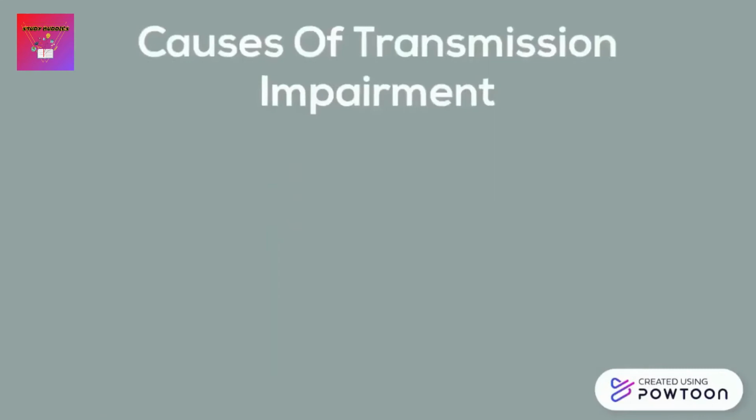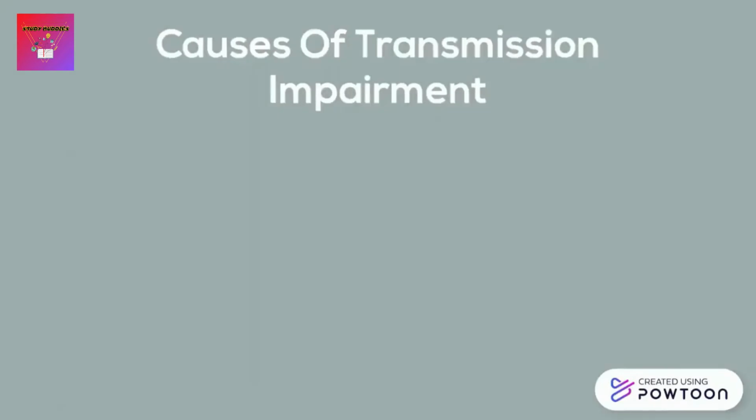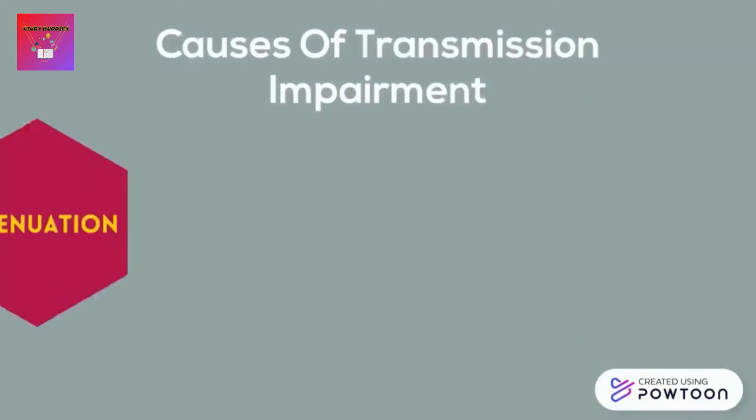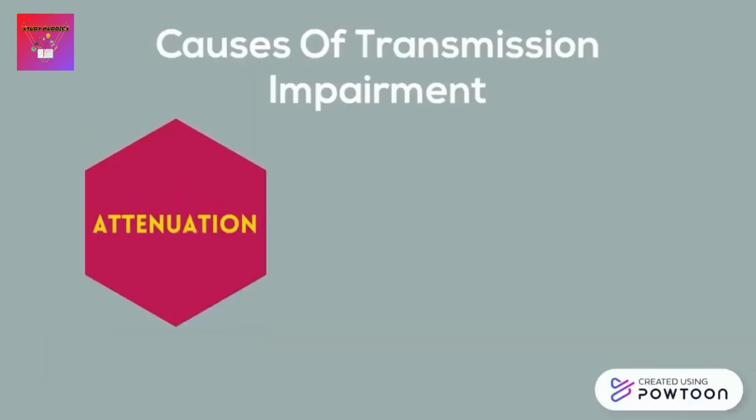Now, let's look at the causes of transmission impairment. Firstly, it is about attenuation. Attenuation means the loss of energy. For example, the strength of the signal decreases with increasing distance, which causes the loss of energy.